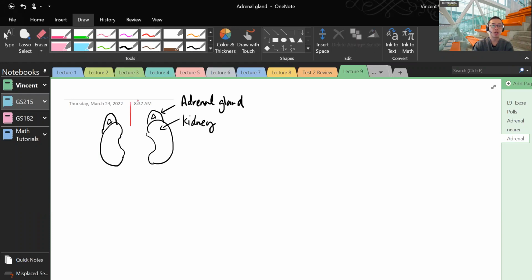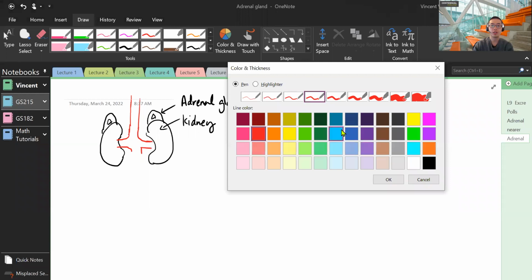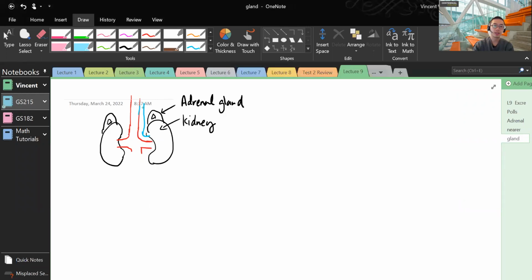So you have your abdominal aorta coming down from the heart. Then you're going to have your renal artery. And of course, you're going to have your renal veins as well, coming back out like this. So this is going to the inferior vena cava, and then this is coming down from the aorta. So we call these a renal artery, and the blue one is a renal vein.